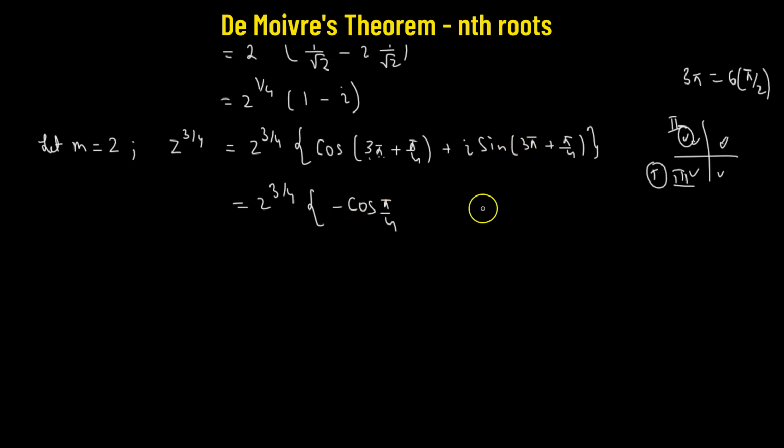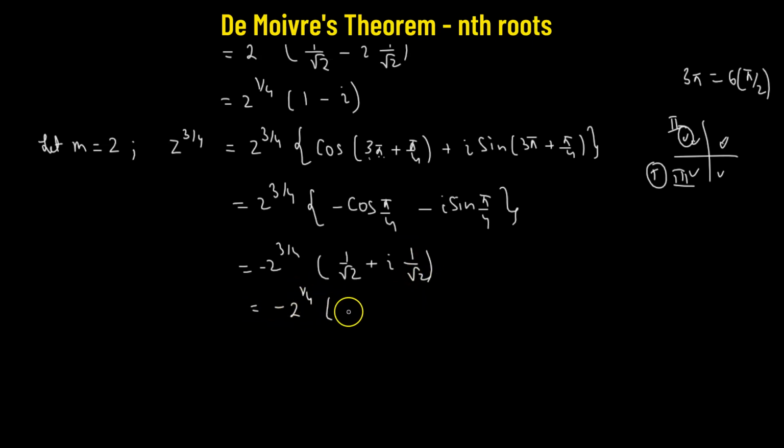Similarly, sine of 3 pi plus pi over 4 is going to give us iota times sine pi over 4. And in the third quadrant, sine is negative. So we have negative iota sine pi over 4. So this is going to give us 2 raised to the power of 3 over 4. We'll take out negative as the common factor. We have 1 over square root of 2 plus iota times 1 over square root of 2, or simply negative 2 raised to the power of 1 over 4 multiplied by 1 plus iota.